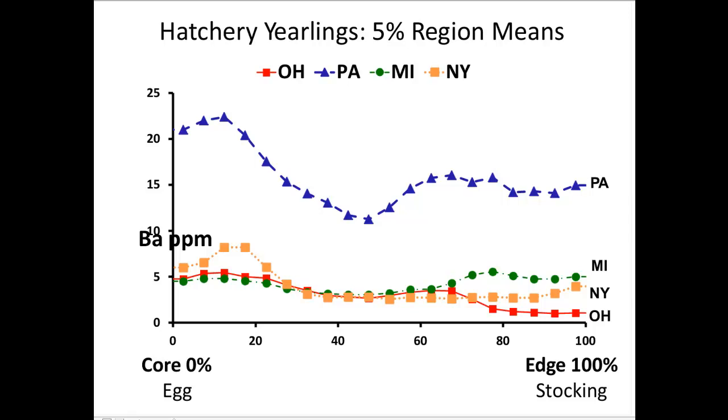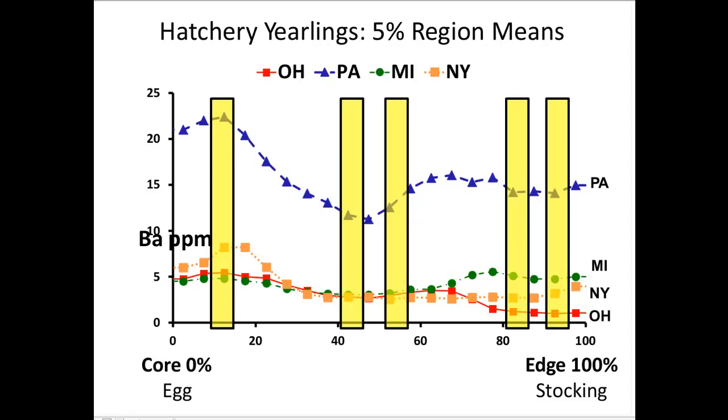in time. So what we do is we take and we look at different regions. We've divided up the otolith into 20 increments or 5% increments, okay? And we've used the barium concentrations here, and this is just an example of five of them. We do the exact same thing with strontium.